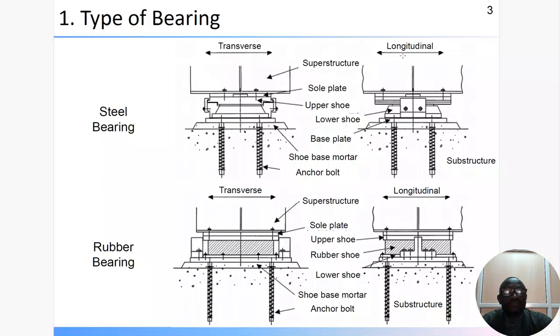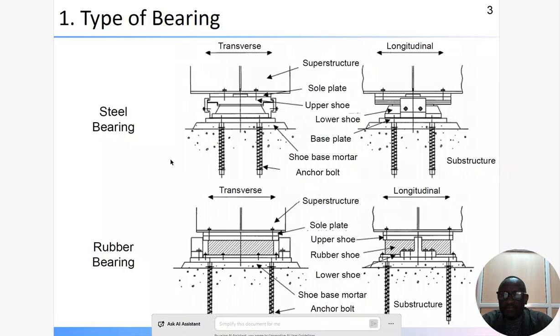The longitudinal section you can see here gives you the detail. Then for the rubber bearing, it is very clear. It is highlighted here. You have your superstructure girder here, and then you have this sole plate. These are details. You can still research more and get to understand some of these.